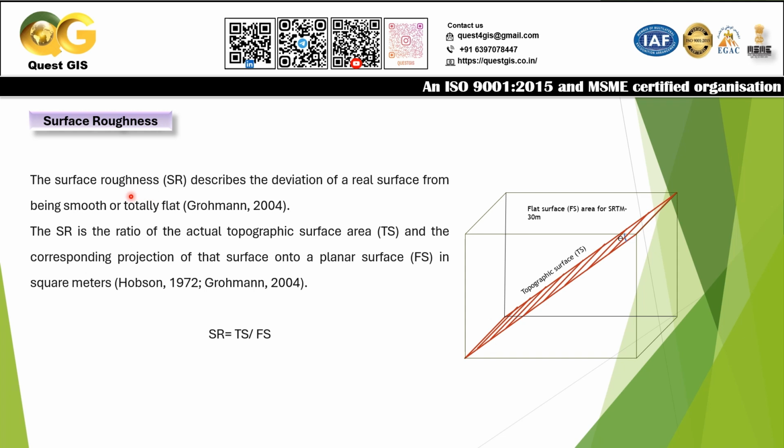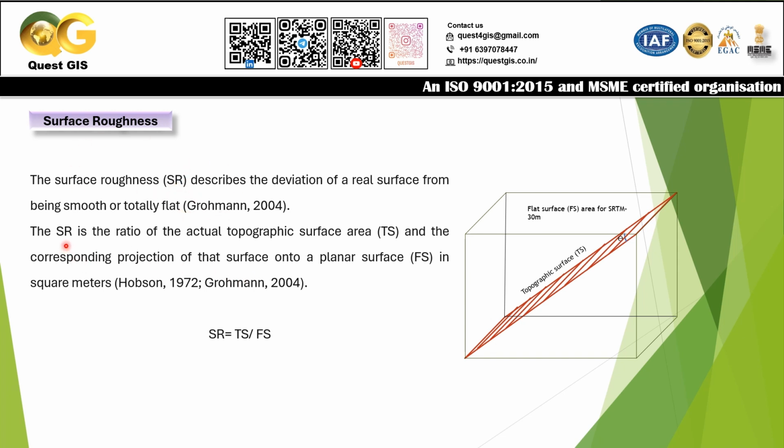So basically, surface roughness describes the deviation of a real surface from being smooth or totally flat. It is assumed that initially a surface was formed as a flat surface, but now, due to climatic changes, river incision or different hydrology in the area, this particular surface acquires some topographic slope, or some topographic relief. So that deviation is defined by surface roughness.